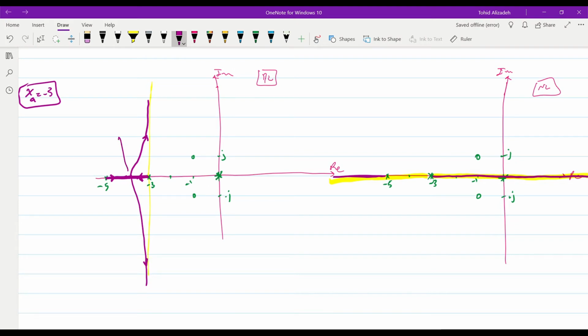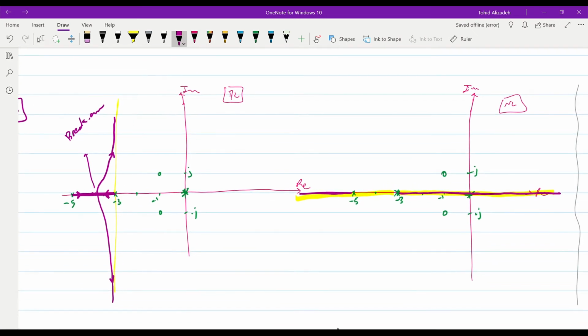So there will be a breakaway point, and it will be between -3 and -5. We have two poles at the origin, and since the area on the real axis nearby that point doesn't belong to the positive locus, both branches need to depart the real axis right at that point. So we'll have two branches departing the real axis at the origin, and they will eventually arrive at the zeros that we have here.